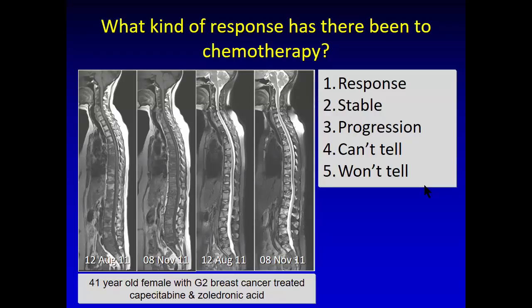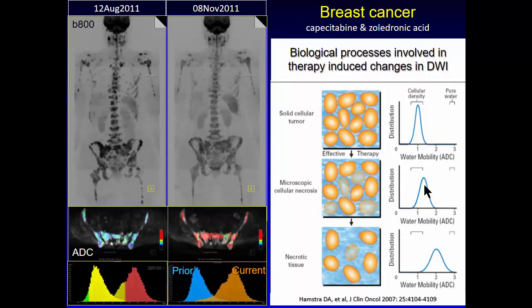Well, I'd say that was response. And some of you will say, what do you mean, response? Well, I look at the histogram, because the ADC histogram is very instructive. So here is a whole body diffusion sequence, and we just use 2 b values, because we're covering the whole body. We can't afford to do multi-b value images. So here's the 800 image before and after treatment at the same time point. Here is the ADC histogram prior and current, and you can see the shift to the right.